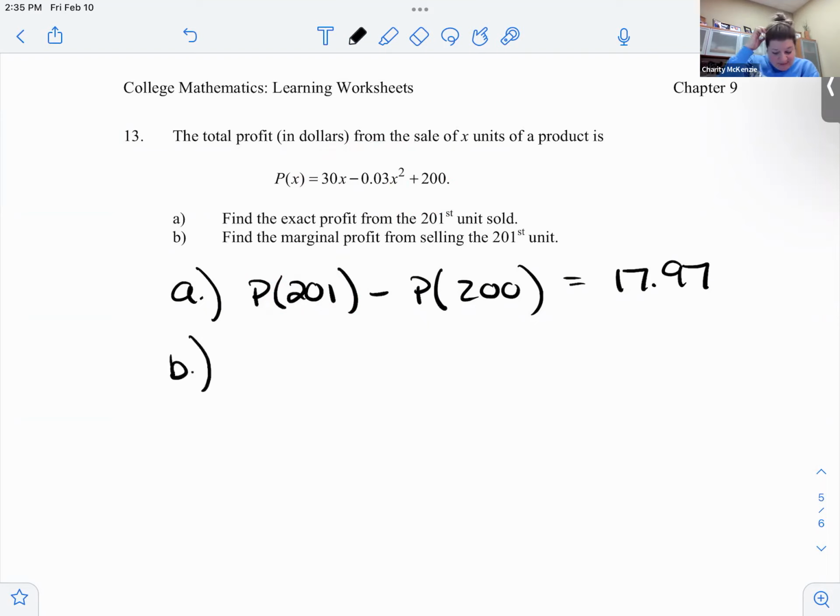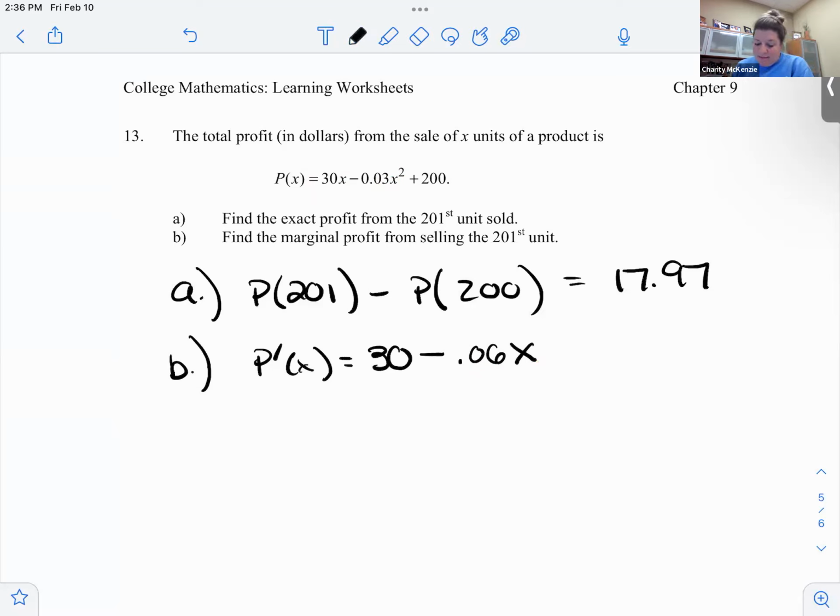Okay, this is my favorite one, marginal profit. So we're going to start with marginal profit, just the function, right? The equation for that. And that is the derivative of the profit. So we're going to have 30 minus 0.06x, and then the 200 drops off, right? Because this just becomes 30. 2 times 0.03 is 0.06. Keep your negative, and then that drops to an x, and we're there.